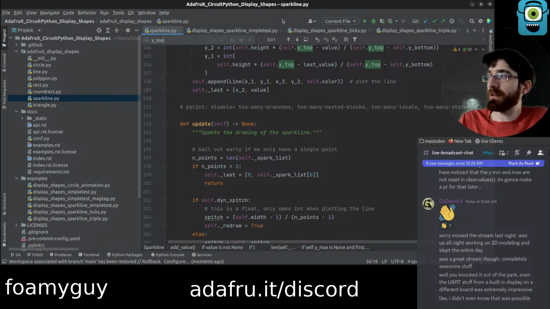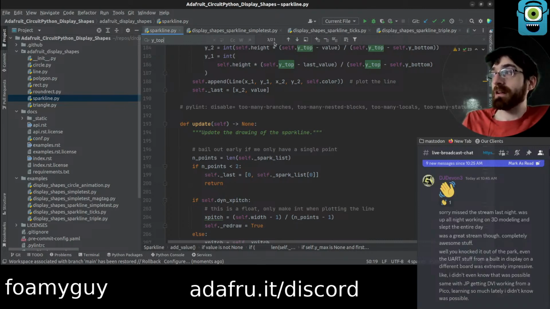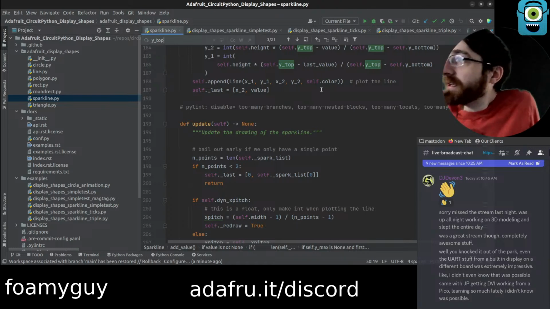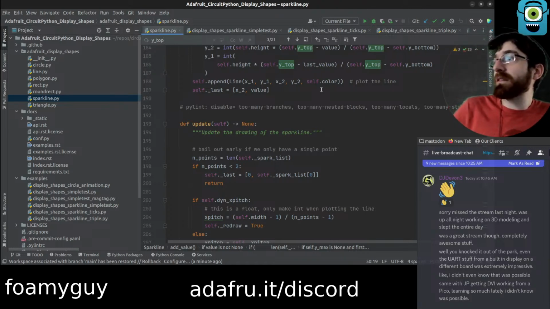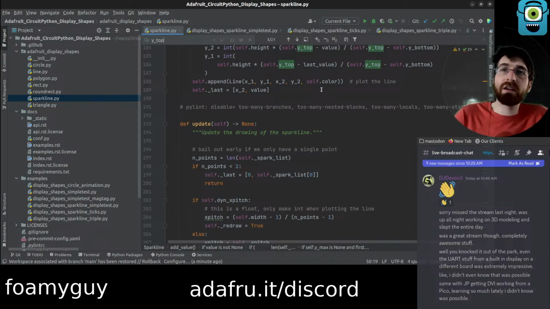Knocked out of the park. Even the UART stuff from a built-in display on a different board. Didn't even know that was possible. I mean, I'll be honest with you, I kind of had an idea it would be possible, but I wasn't certain when I sat down to do it. It definitely did come out very well. JP getting DVI working? Nice. Yeah, JP's the video I was watching, was it Workshop? JP's Workshop back on Thursdays. Not this afternoon, but Thursday afternoon of this week. He was playing with the little NES emulator. Looked like that thing was definitely really sweet.